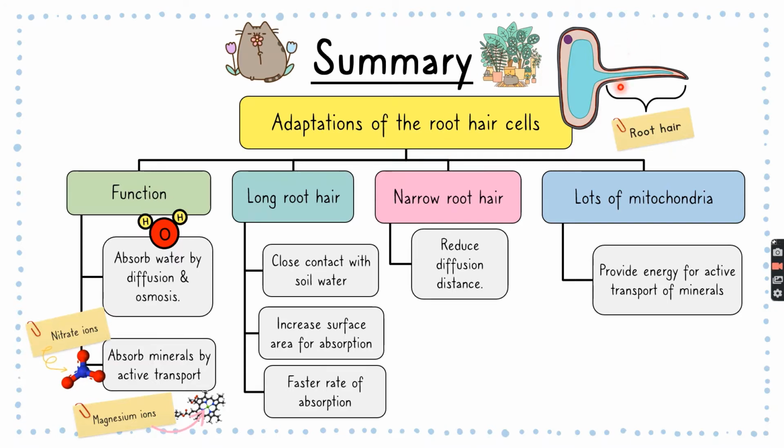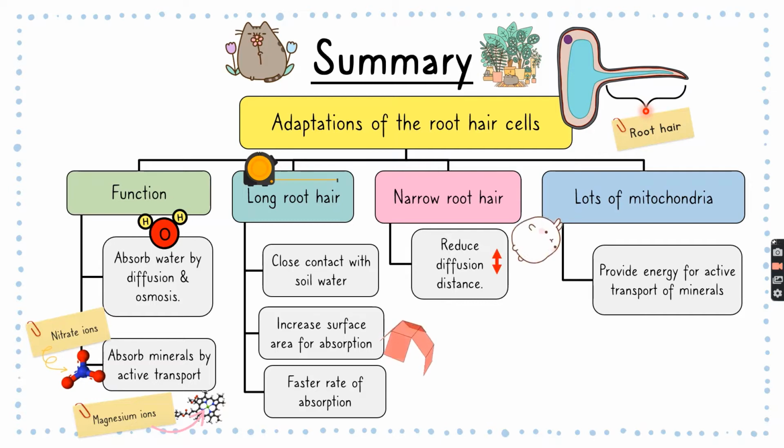We need to talk about that and how it is adapted to its function. And basically we need to talk about this part, that is the root hair part. So the root hair itself is long, and this helps it to become closer in contact with the soil water, and also increases surface area for absorption of water and minerals. And this means that you can have a faster rate of absorption.